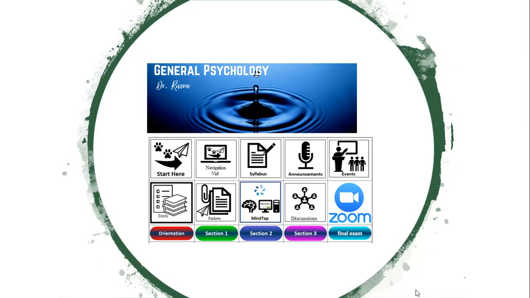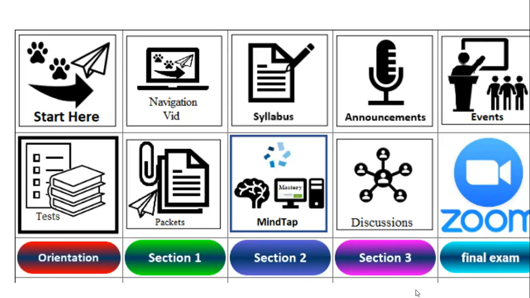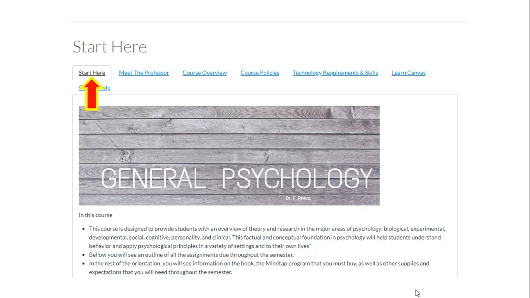And your home page is going to look a little like this. Not the circle around it, but you'll see all those icons there and the General Psychology logo. Each one of those icons is going to take you somewhere specific in the class. If you click on the Start Here, it's going to open up all of the information that is necessary for first day stuff. It's going to tell you a little bit about some of the things that we're going to go over, some of the major topics.